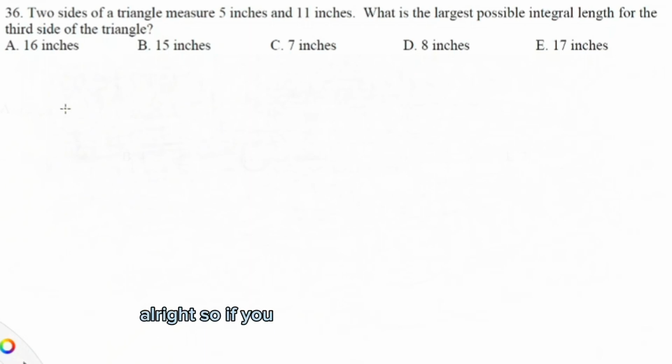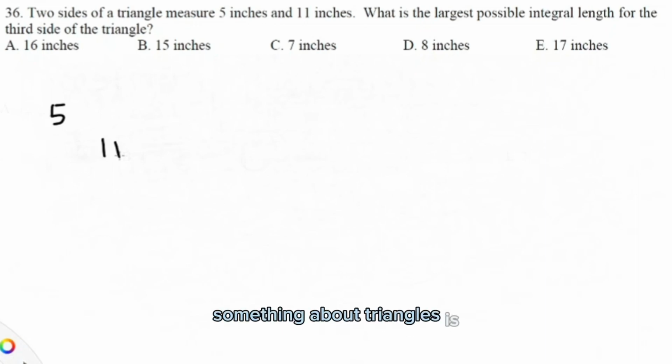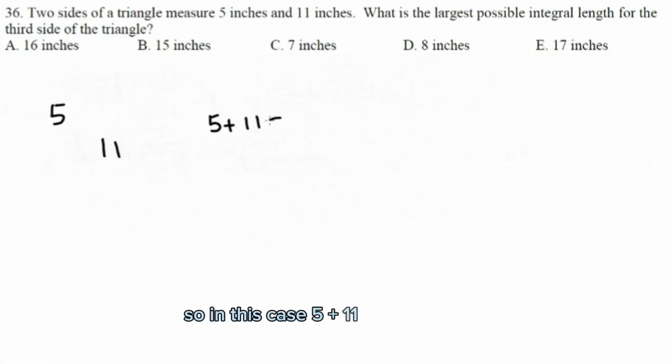Alright. So if you have the side lengths of 5 and 11, something about triangles is that the two sides added up should always be greater than the third side. So in this case, 5 plus 11 equals 16. That means the third side has to be less than 16. So let's say the third side is x.